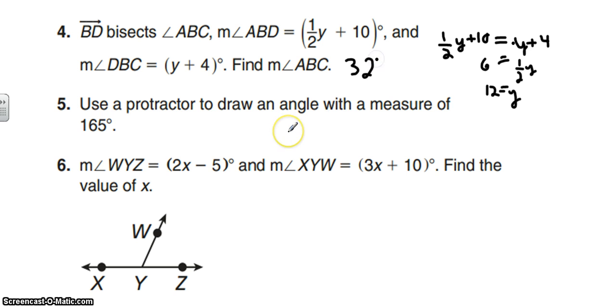Okay. And so this one you'd have to have us check it to make sure you drew a big obtuse angle with a measure of 165.